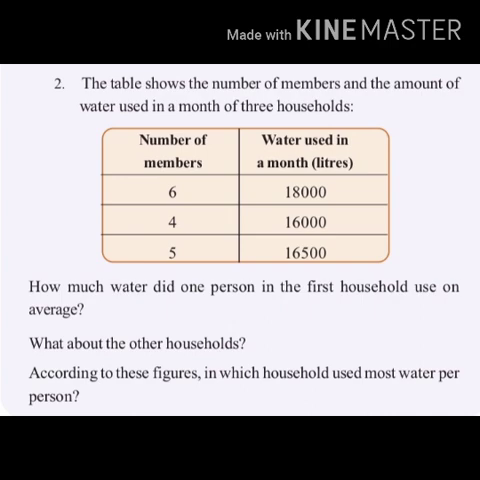By looking at the table, we can easily say the first household, but that is not correct. By checking the number of persons and taking the average, we know that the second household uses more water.